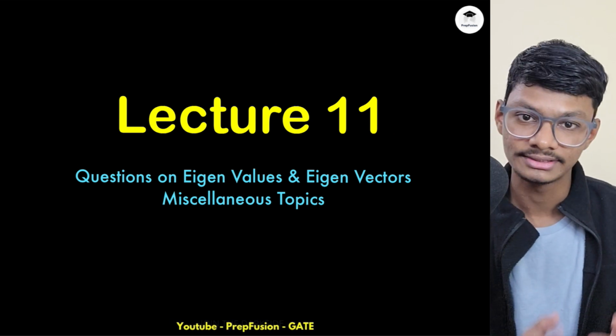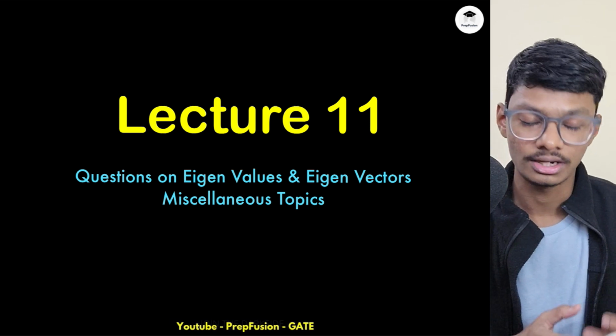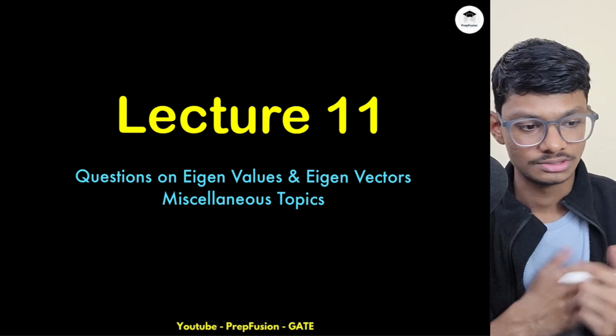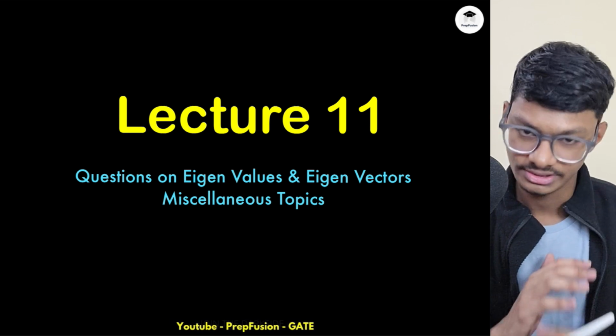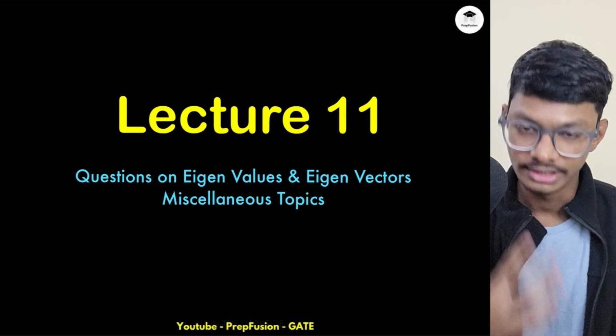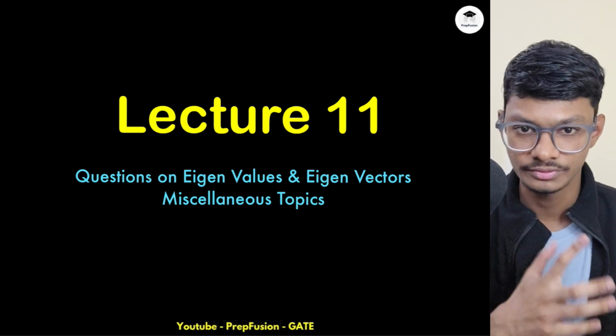So we're almost at the end of this eigenvectors and eigenvalues topic. After this we'll start a new topic, that is vector space, about vectors, vector span, vector space, and after that this chapter will end. So in this lecture basically we'll do questions on eigenvalues and eigenvectors and a few miscellaneous topics which we missed out on.